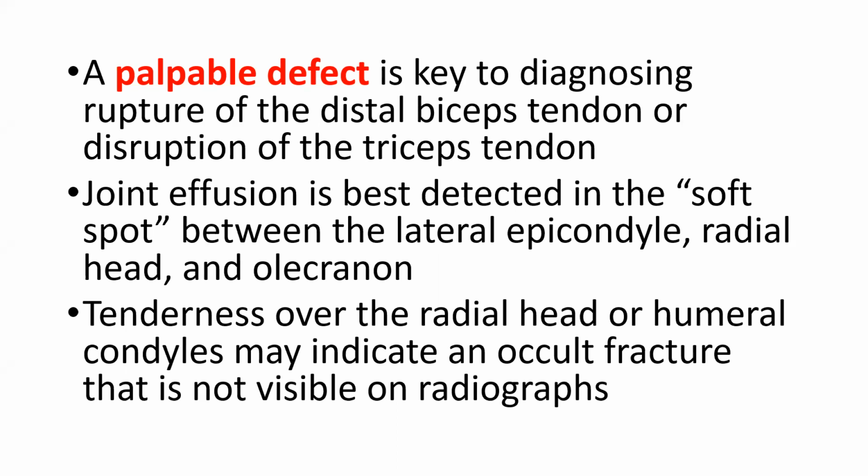Joint effusion is best detected in the soft spot between the lateral epicondyle, the radial head, and the olecranon. This is the soft spot that we choose. This triad, lateral epicondyle, radial head, and olecranon, is a soft spot. Don't forget this. If you have an infection, you can aspirate from here. Tenderness over the radial head or humeral condyles may indicate an occult fracture that is not visible on radiographs.